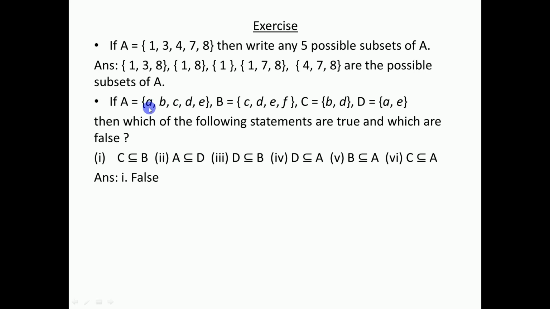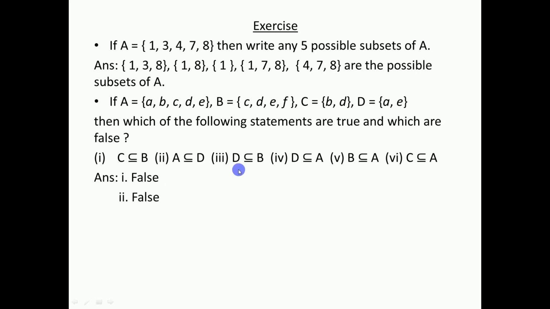Set A has elements A, B, C, D, E, and set D has A and E. From the sets, can you say that all the elements of A are present in D? No, because only A and E are present. Not all the elements of set A are present in set D. So this statement is also false.